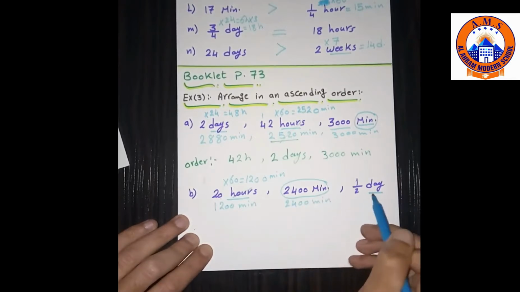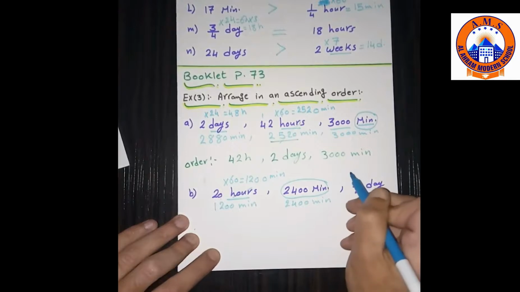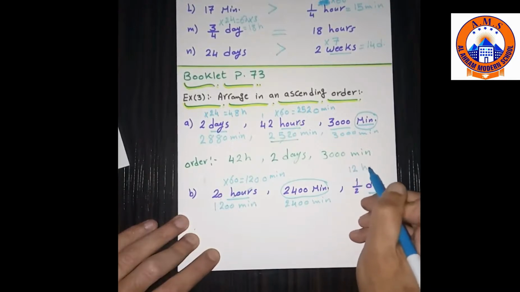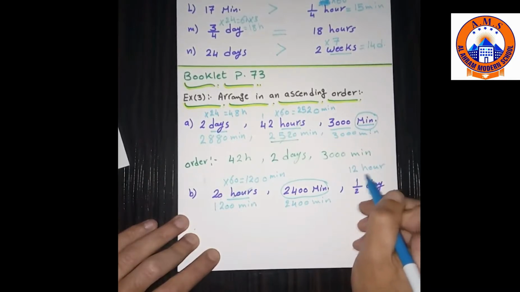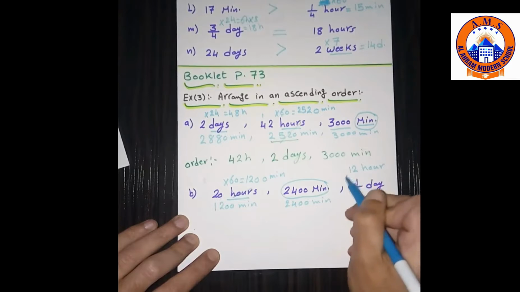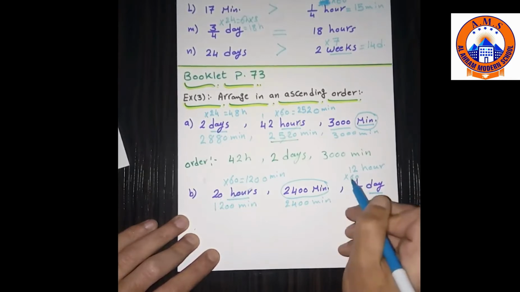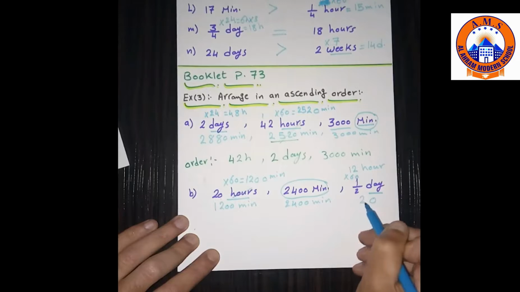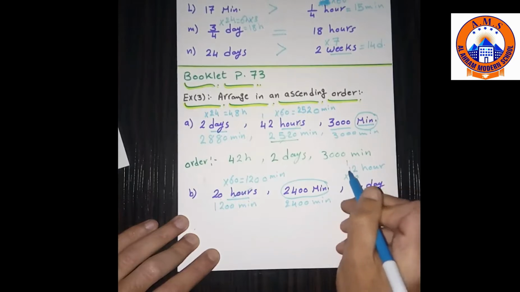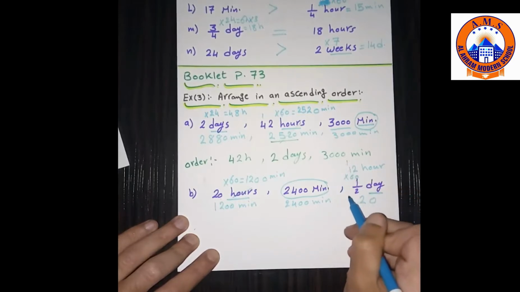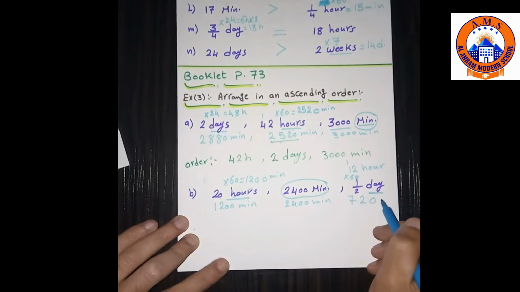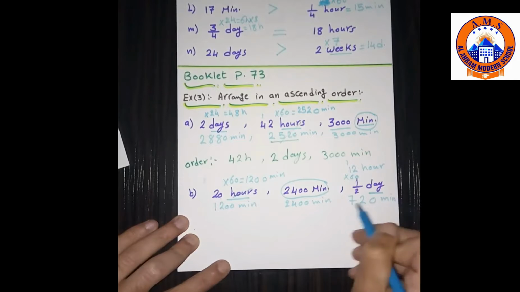The last one, half of a day equals 12 hours. Then I will multiply this 12 by 60. So I'm gonna put the 0 and 6 by 2 equals 12. I'm gonna put 2 and carry up 1. 6 by 1 is 6 and we have 1, so it's 720 minutes.